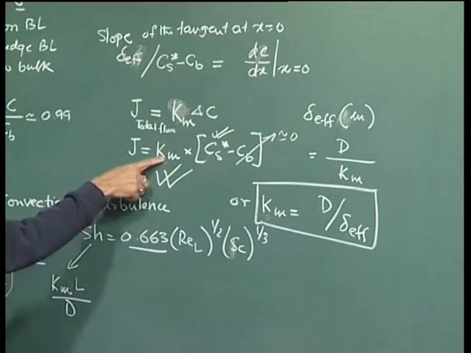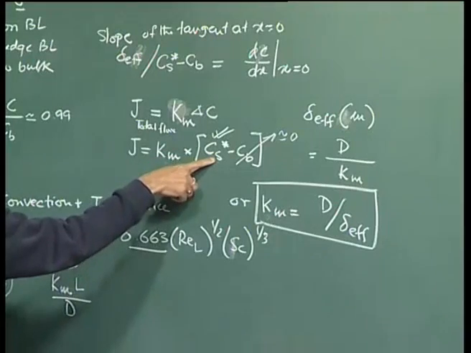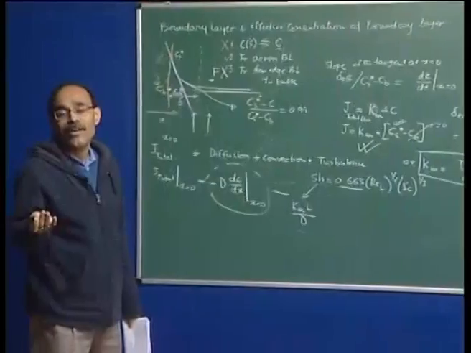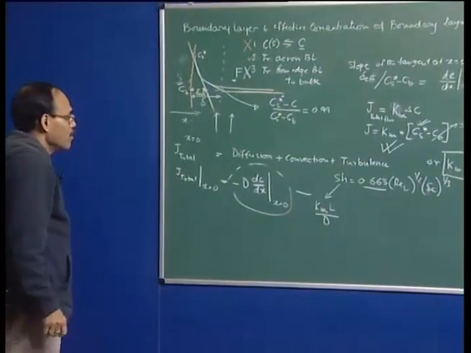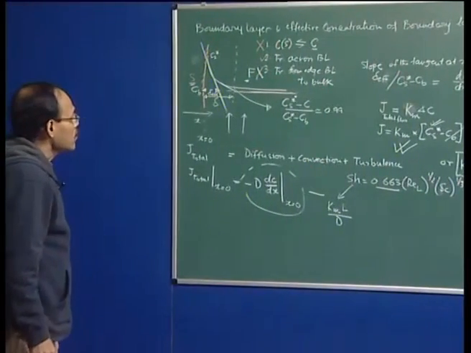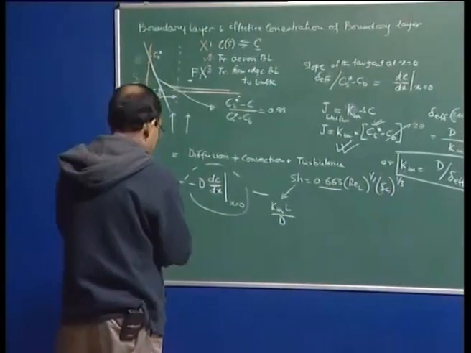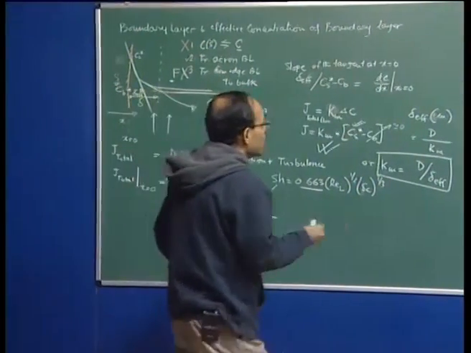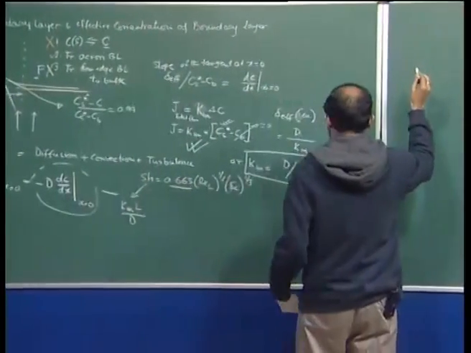And once I know Km, I can multiply Km with CS star, the solubility limit, and get the net rate of dissolution which I am trying to know. Now, we can say a few more things about slag metal reactions and multiphase controls.